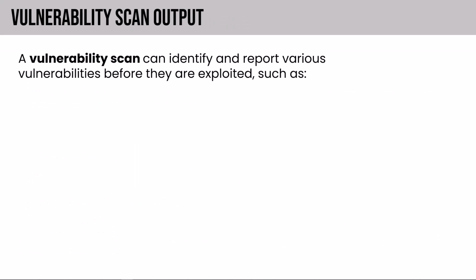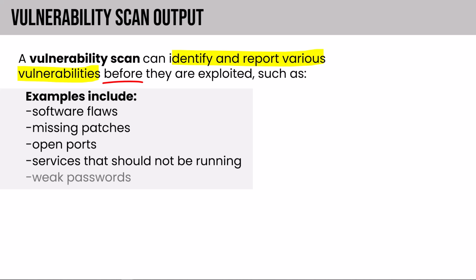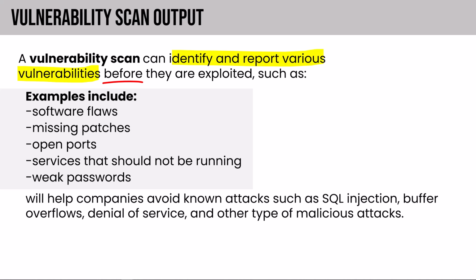So we know the vulnerability scan can help us identify and report various vulnerabilities before they're exploited, but what do we see in that scan output? There's going to be a variety of information in here, from software flaws, missing patches, open ports that perhaps shouldn't be open, services that should not be running, weak passwords. It's identifying the attack surface that opens the door to known attacks like SQL injection, buffer overflows, denial of service, other malicious attacks that are known.